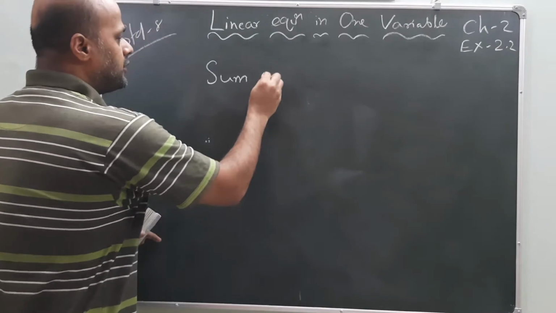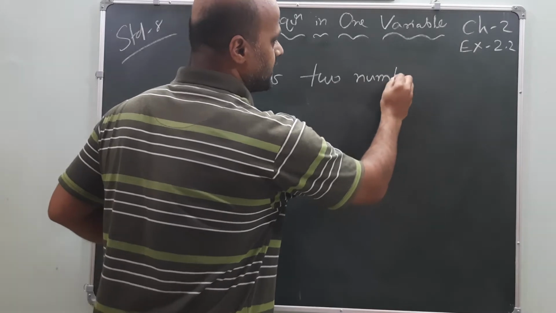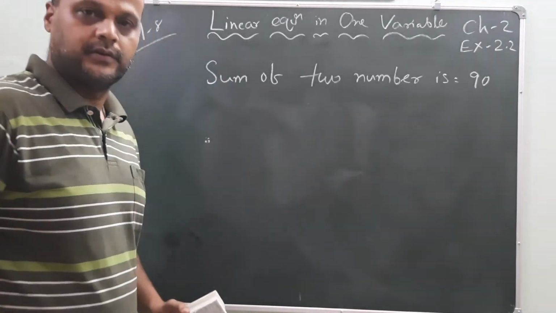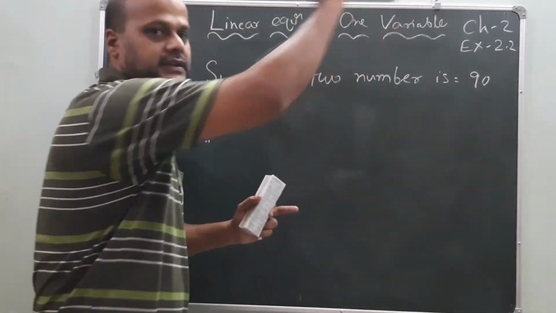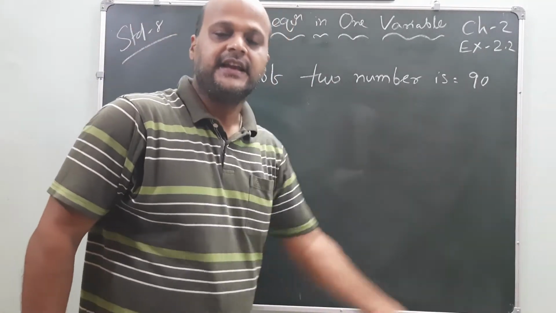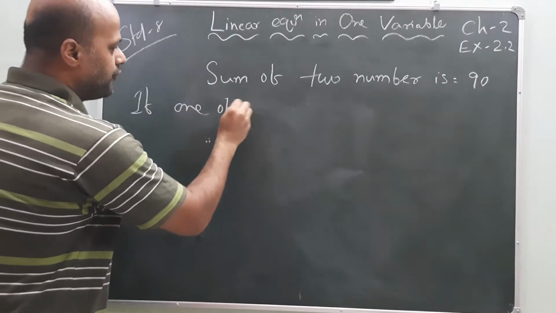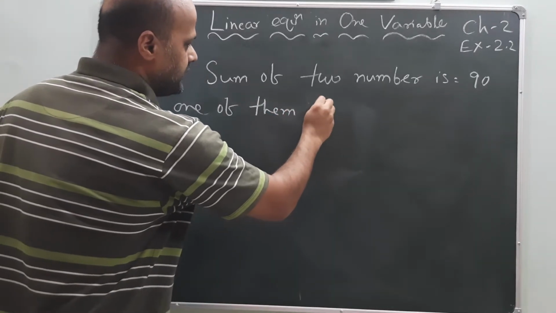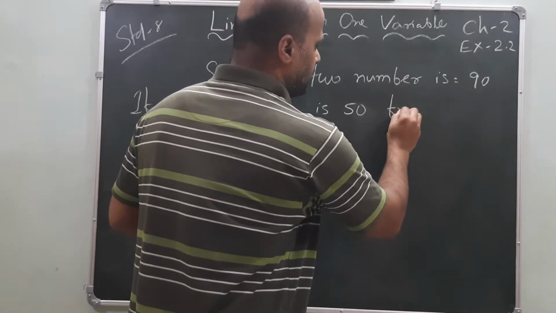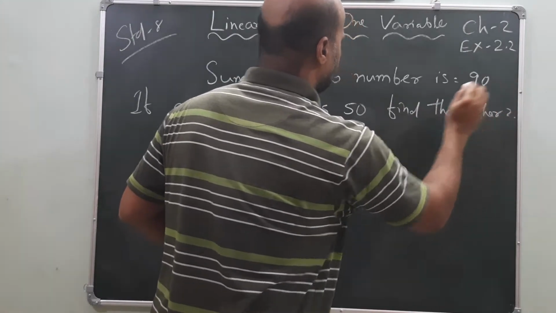Sum of two numbers is 90. Okay, I am putting an equal symbol here, but it is written in statement form. Sum of two numbers is 90. If one of them is 50, find the other. This is the simplest one, my dear friends.